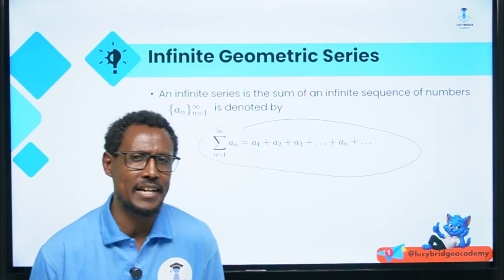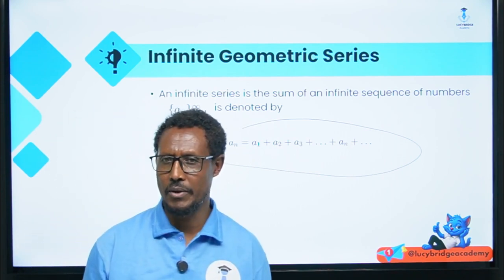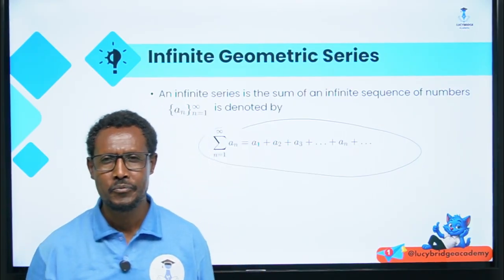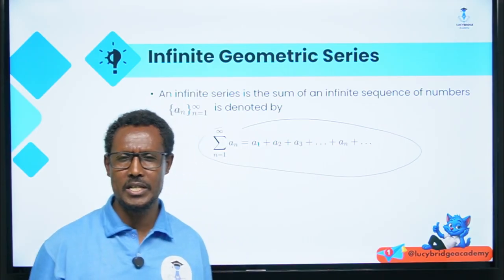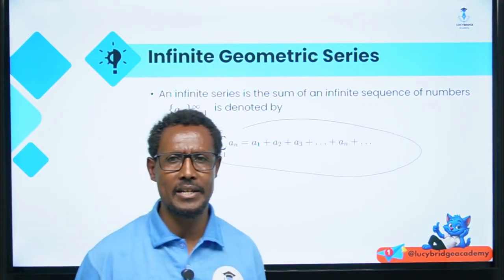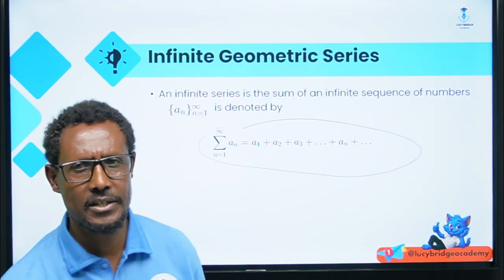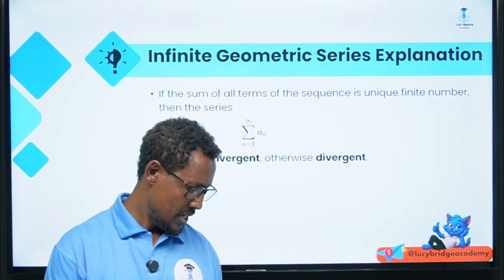It is infinite, okay? The sum of infinite terms of a sequence, we call it an infinite series, alright? The series is infinite. It is the addition of terms, but the end of the terms is not known, okay? The sum of the infinite terms of a sequence, simply we call it an infinite series.